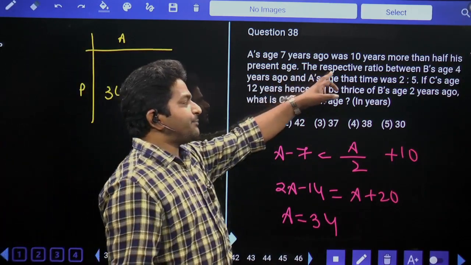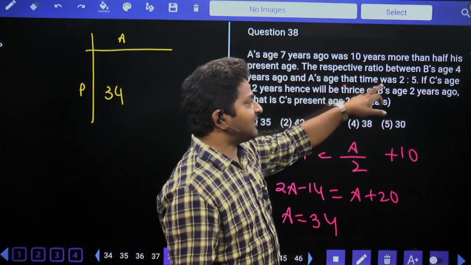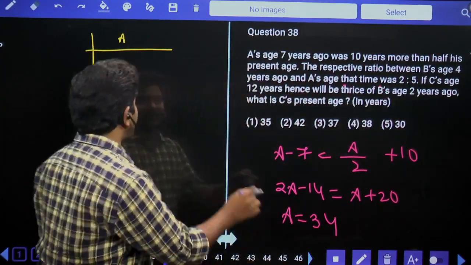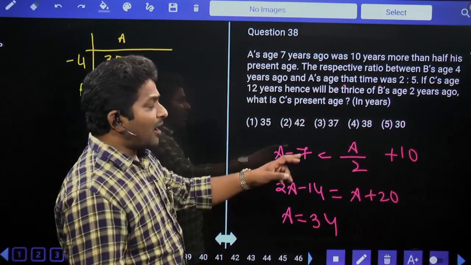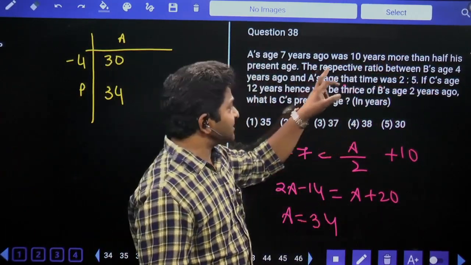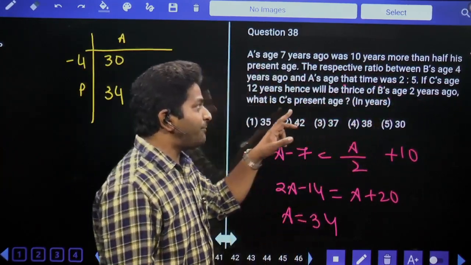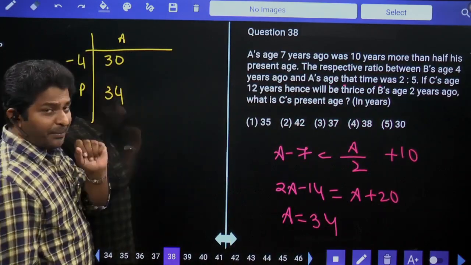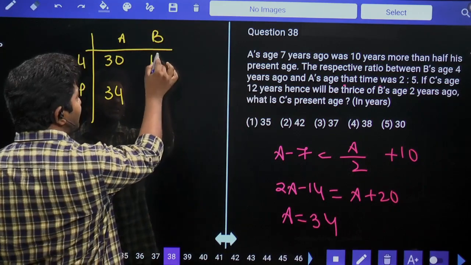Now, the respective ratio between B's age 4 years ago and A's age at that time was 2:5. 4 years back, A's age becomes 30. Order is important. B comes first, followed by A. B is 2 parts, A is 5 parts. If 5 parts is equal to 30, 1 part is 6. Then B's age, 2 parts, 2 into 6, that is equal to 12.